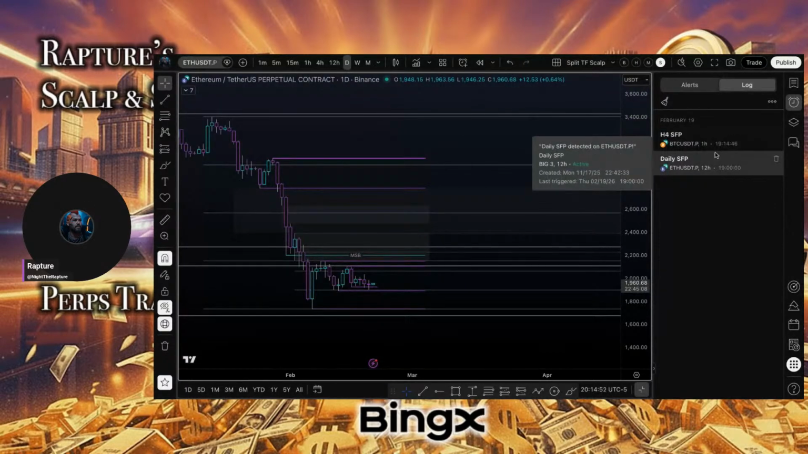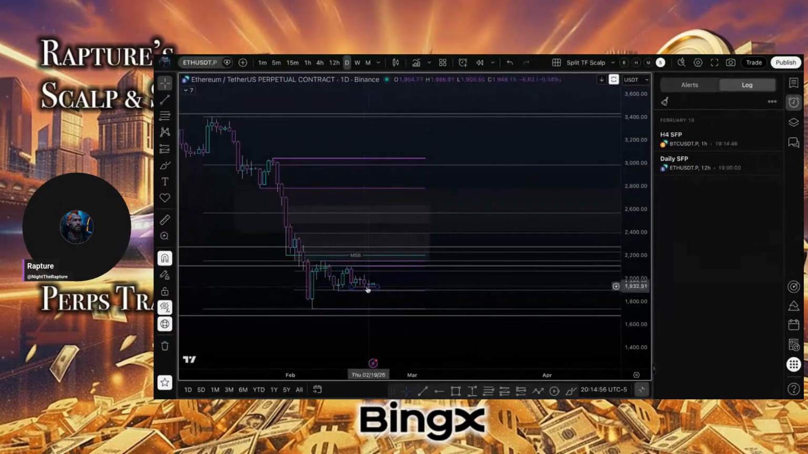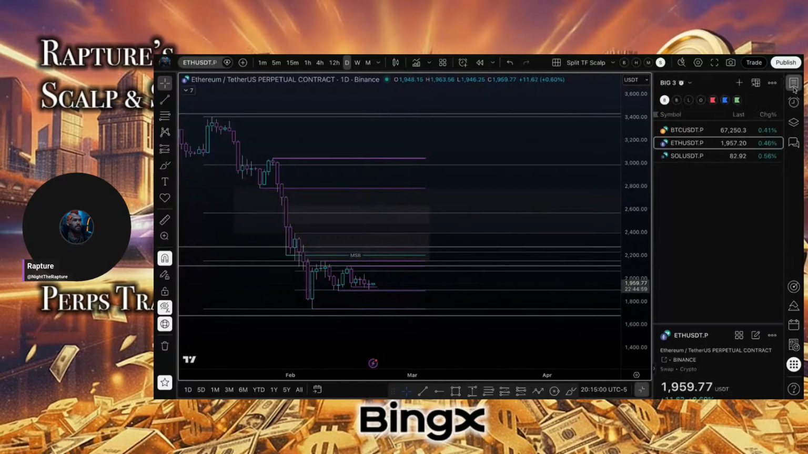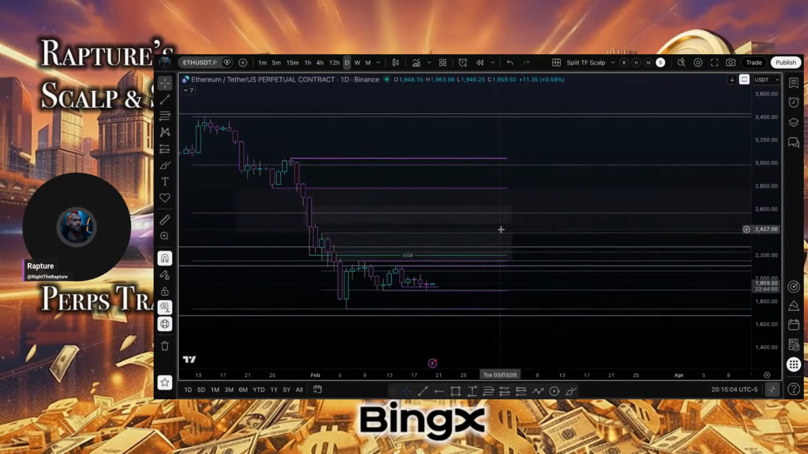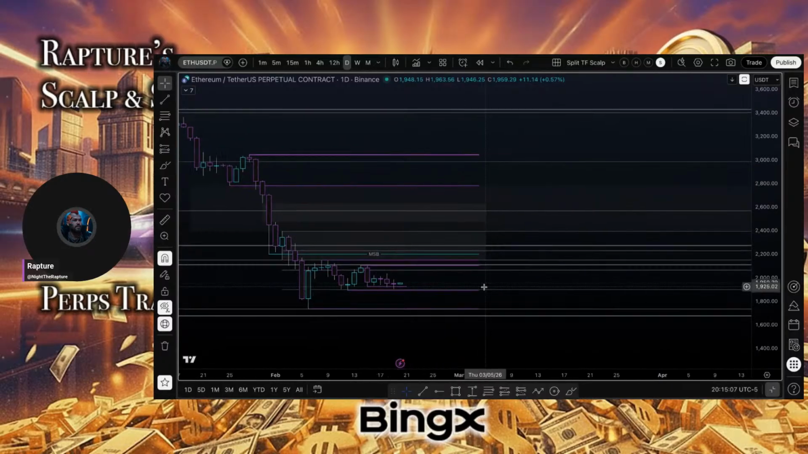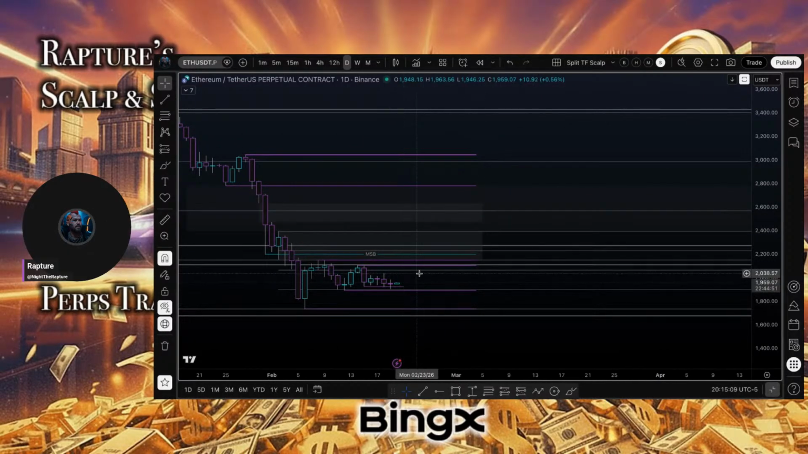And I don't know if the SFP is still on the way. We'll take a look at it. But daily SFP on ETH, which we can see here confirmed, daily SFP there. So that is interesting and of note. Are there any other levels that we need to mark out on ETH on daily? It doesn't look like it. I mean, I see one here. We could probably pull a swing level there.